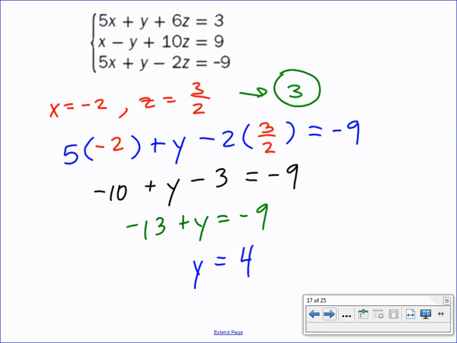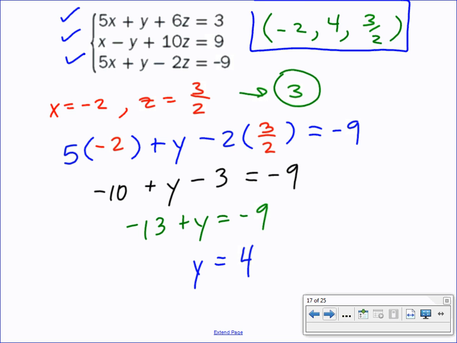So here we go. Negative 2, 4, 3/2. I'm going to check that in my original before boxing. Negative 10 plus 4 is negative 6 plus 9 is 3. Negative 2 minus 4 is negative 6 plus 15 is 9. Negative 10 plus 4 is negative 6 again, minus 3 is negative 9. By golly, we found our winner right here. And so that's pretty sweet.